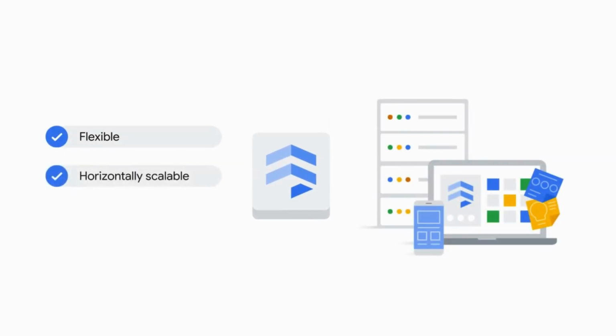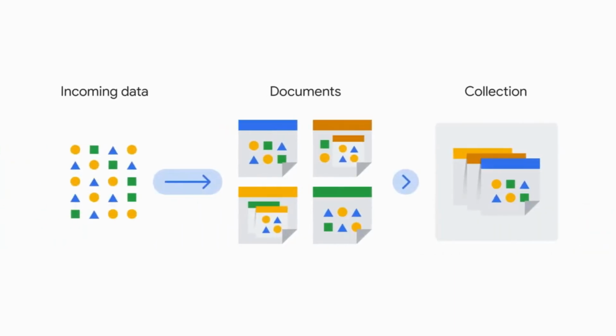Google Cloud's fourth core storage option is Firestore. Firestore is a flexible, horizontally scalable, NoSQL cloud database for mobile, web, and server development. With Firestore, data is stored in documents and then organized into collections. Documents can contain complex nested objects in addition to subcollections.